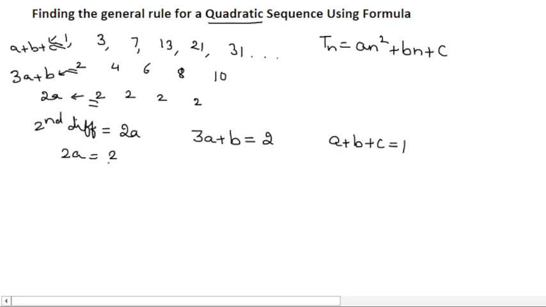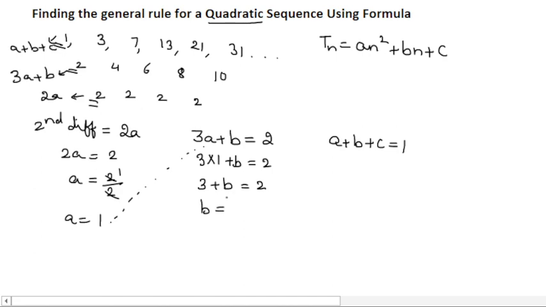From here, if twice of a is 2, I can say that a is 2 upon 2. 2 is multiplying this side, so when transposed it will divide. So it gets cancelled, and my answer for a is 1. I can substitute the same value of a here, and I get 3 times 1 plus b is equal to 2. 3 times 1 is 3, so 3 plus b is equal to 2. To find b, we transpose 3 to the other side of the equation, so the sign of 3 reverses and I get 2 minus 3. So my b is equal to negative 1.